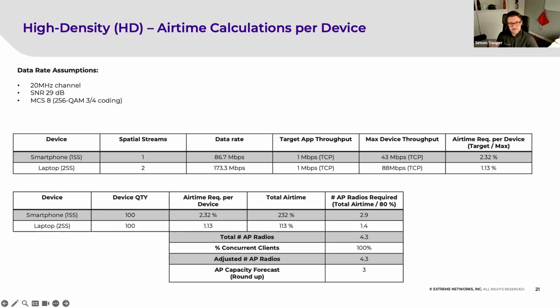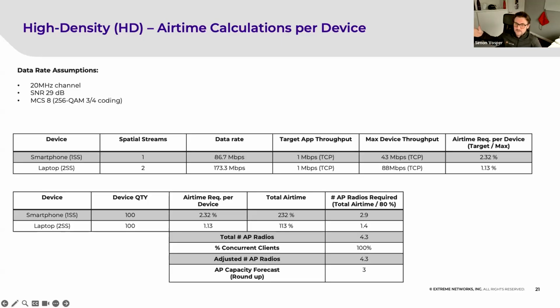And then we have a look at our target application throughput. So we find out what the application is that we're trying to support. In this instance, all we want to do is supply 1 megabit per second of real world TCP throughput to each of these client devices. So we can work out that one of these smartphones at that data rate requires 2.32% of the airtime to get enough data through, 1 megabit per second throughput, to make the application work, to make the user happy.